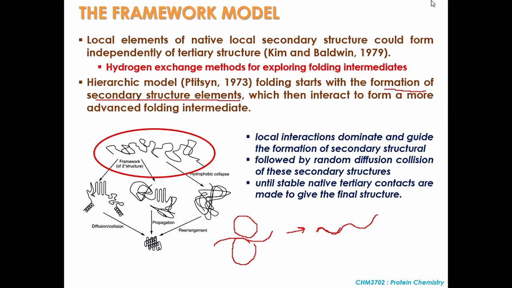And then all these elements interact to form a more advanced folding intermediate. So it starts with a primitive structure. And then once this primitive structure is formed, it will undergo three mechanisms, either through diffusion, propagation, or hydrophobic collapse. So we'll see one by one.